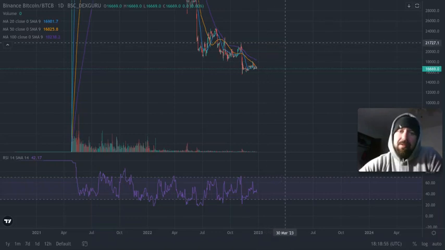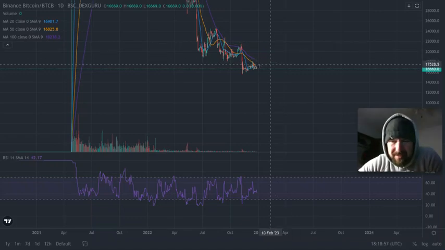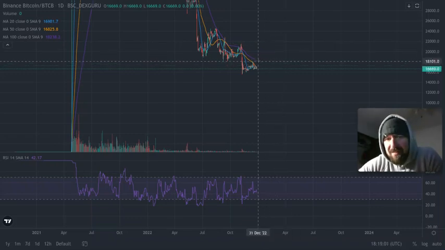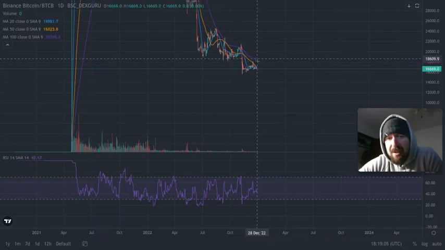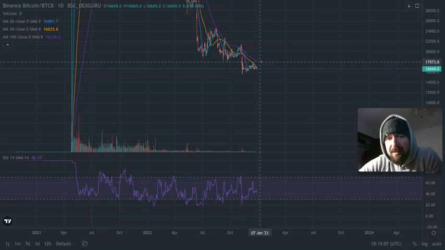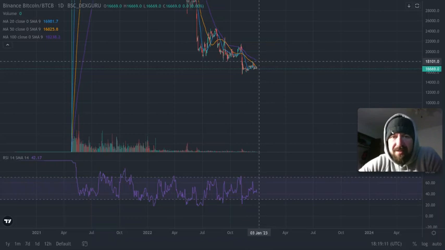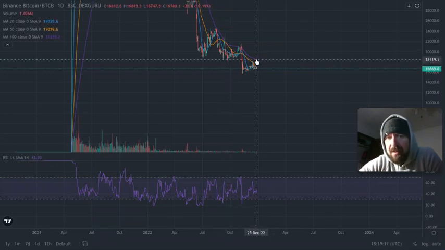But there's a lot of knowledge here. 17.5 to 18,000 is most likely going to be that spot. And as you can see indicated over here on these bottoms, that's also an area of resistance anyways.